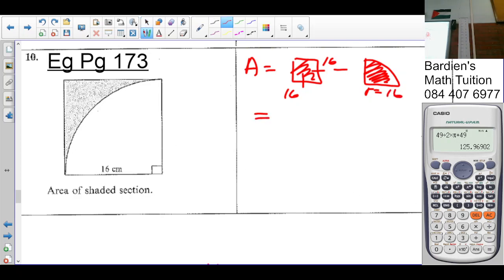So how do you calculate the area of a square? Side times side. So it's 16 times 16. Minus. How do you calculate the area of a circle? Area of a circle? Pi r squared.